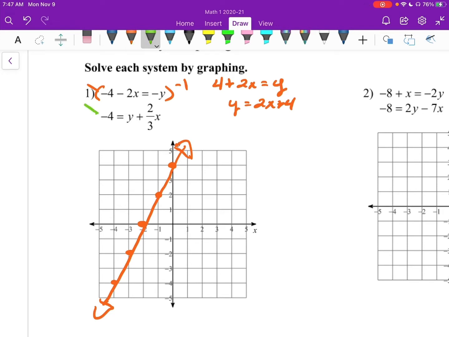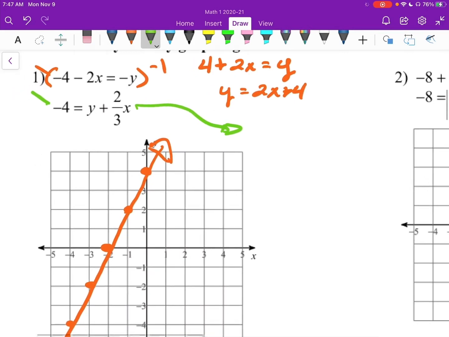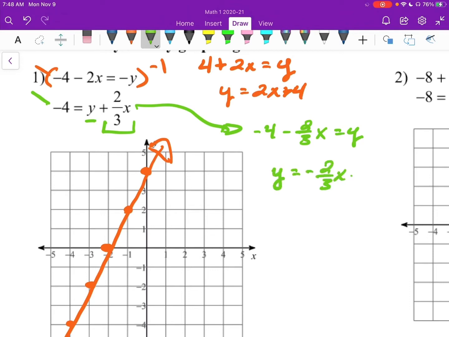Now for the green one, I'll pull him over here. I would like to get a y equals because I think that's the easiest. What if I subtract my x to the other side, right? If I get rid of this guy here, then I'm going to have a y equals. So I'll have -4 minus 2/3 x equals y. And I can teeter-totter and say, well, y equals -2/3 x minus 4. And that's an easy thing to graph.